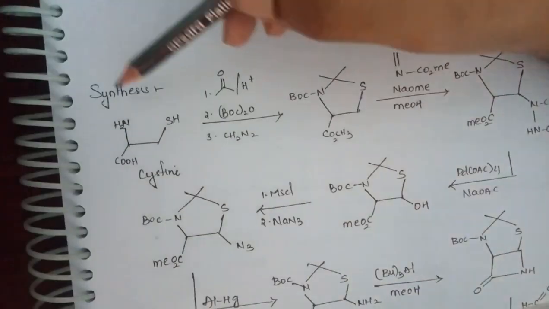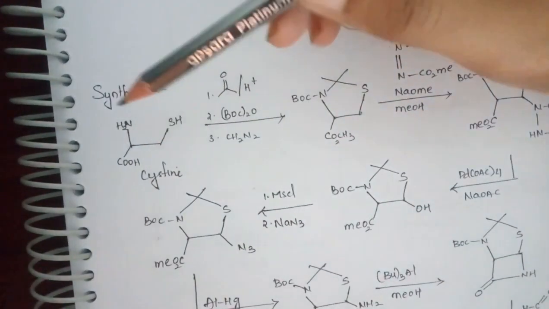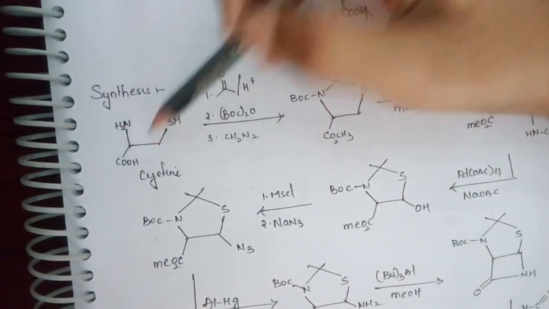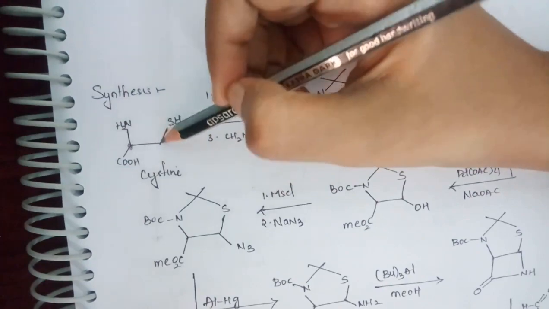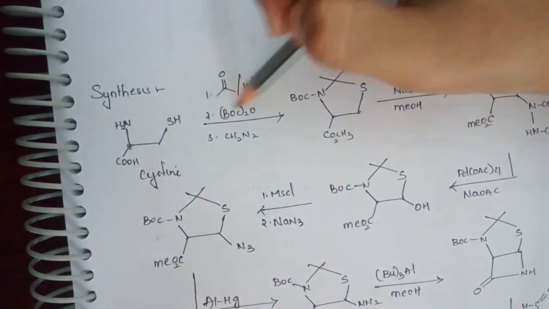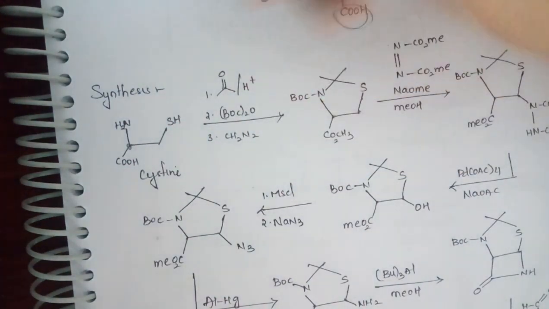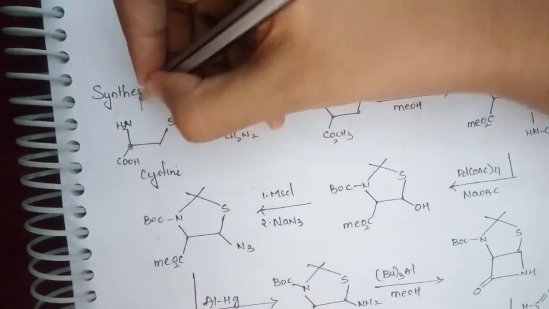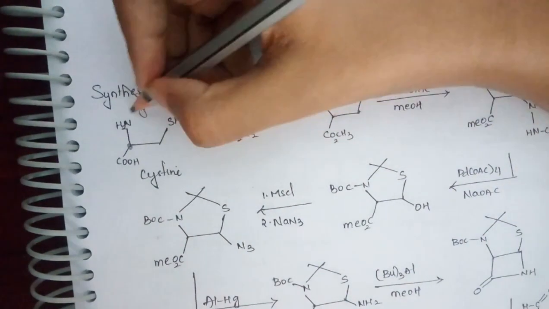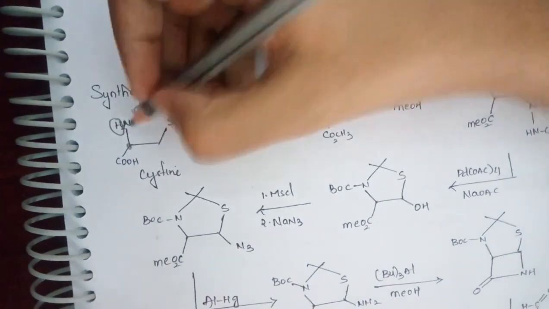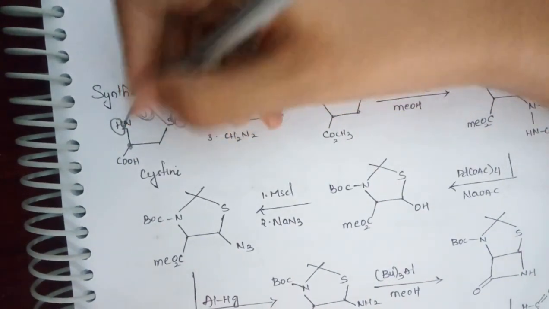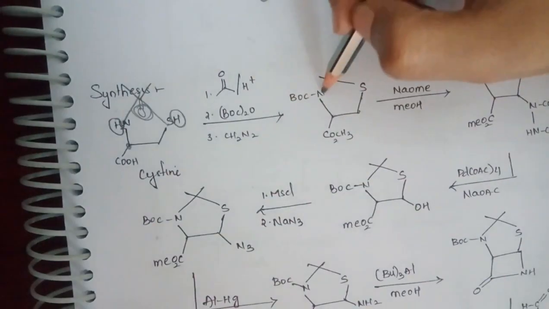The synthesis of this starts from cysteine. We have to start with the amino acid cysteine. Its structure will be a carbon having NH2, COOH and CH2SH. This I'm treating with a ketone, that is acetone. So removal of H from here, this O will be lost and you will form a bond between these both. So you will get it in this way.